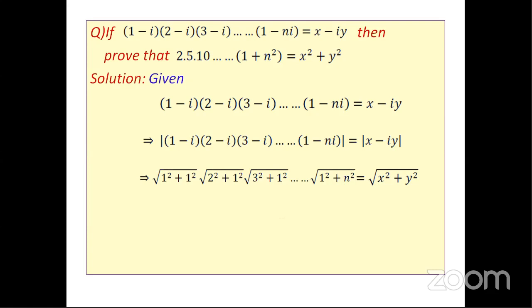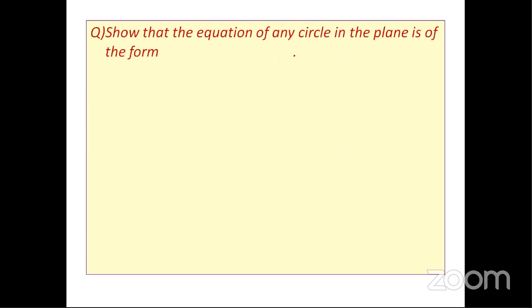Right? The next question. Show that the equation of any circle in the plane is of the form z z bar plus b z bar plus b bar z plus c is equal to 0. Now we have to show the equation of any circle in the plane will be of this form.